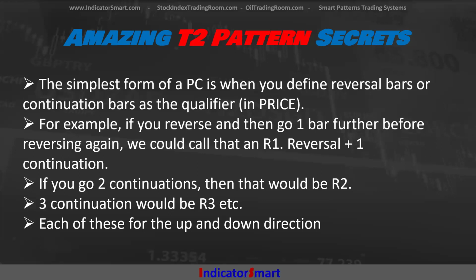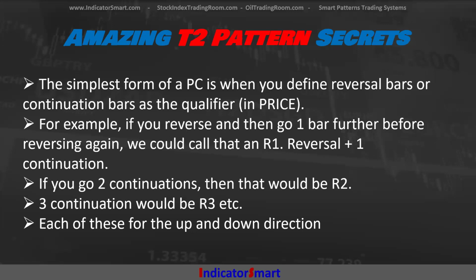The simplest form of a PC is when you define reversal bars or continuation bars as the qualifier in price. For example, if you have a reversal bar, we're going to look at a chart in a second. I have these reversals set up to be double the size of the continuation bar. So if you get a reversal and then you go one bar further, a continuation bar, before reversing again, we call that an R1 pattern.